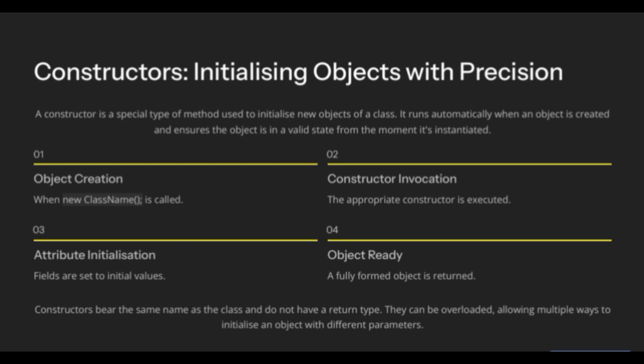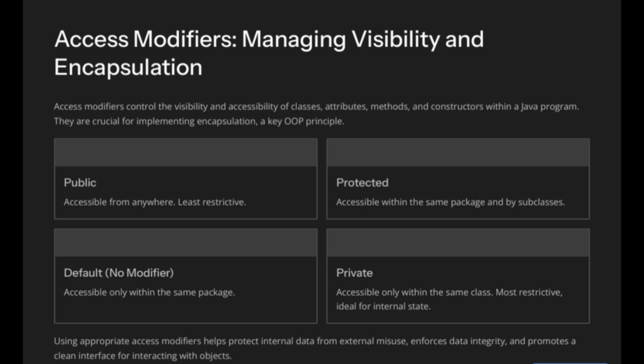Access modifiers in Java are used to manage visibility and encapsulation. They determine how classes, methods, variables, and constructors can be accessed. Public, accessible from anywhere, making it the least restrictive. Protected, accessible within the same package and also by subclasses. Default, no modifier, accessible only within the same package. Private, accessible only within the same class, making it the most restrictive.